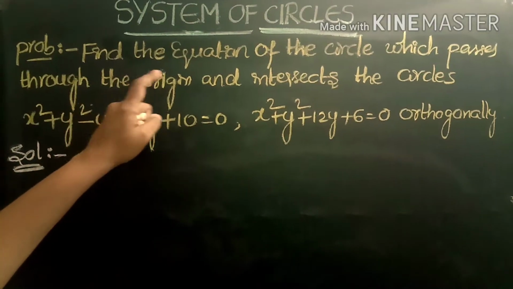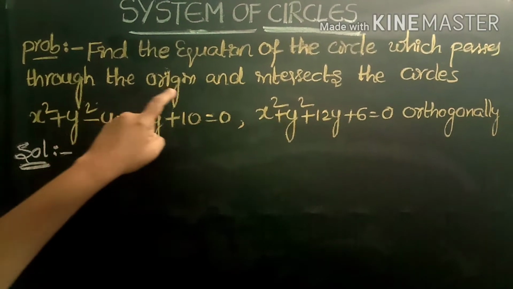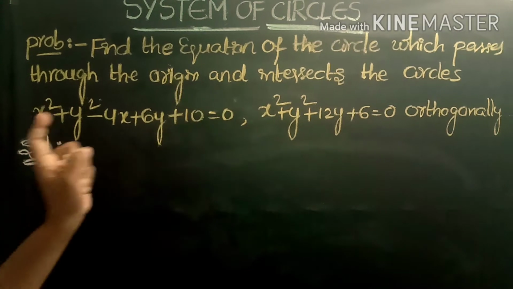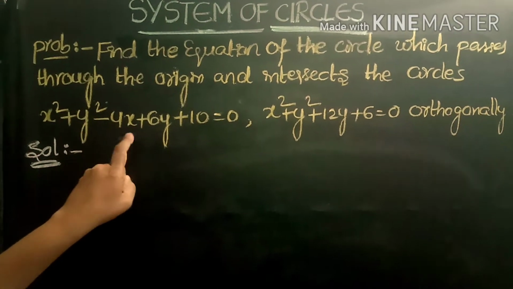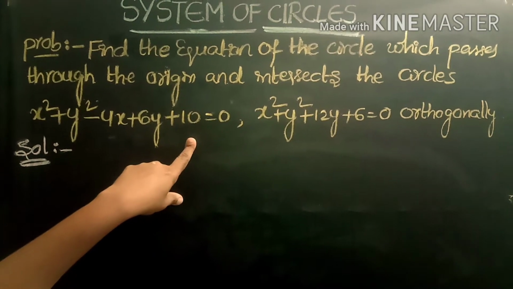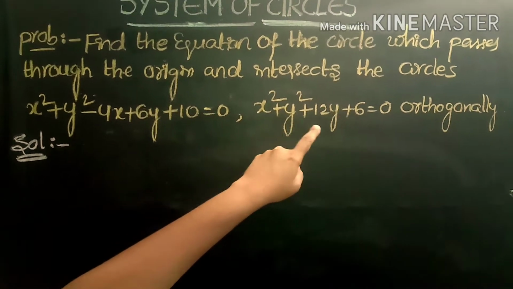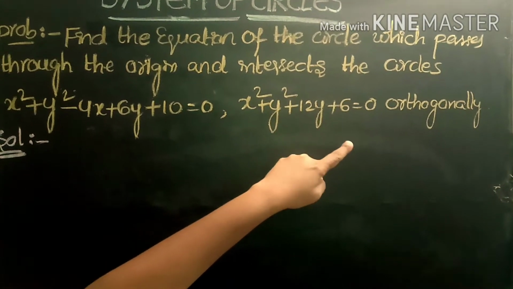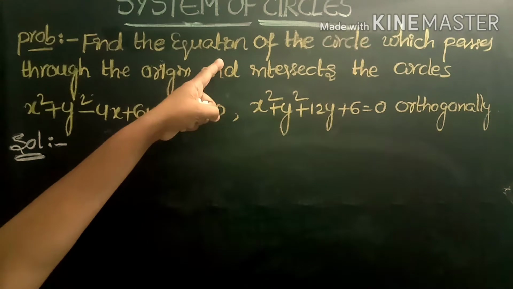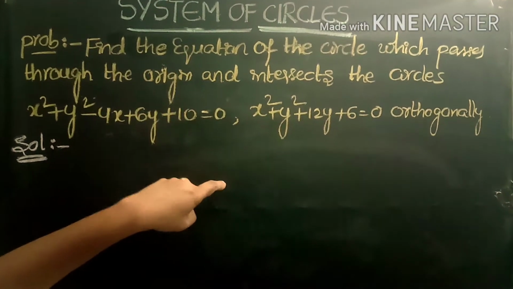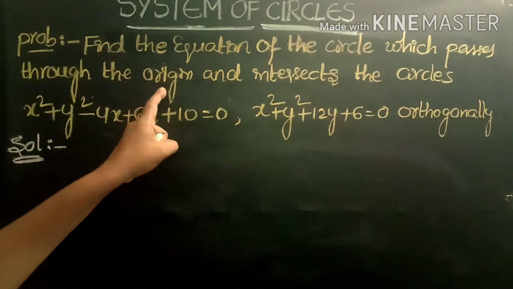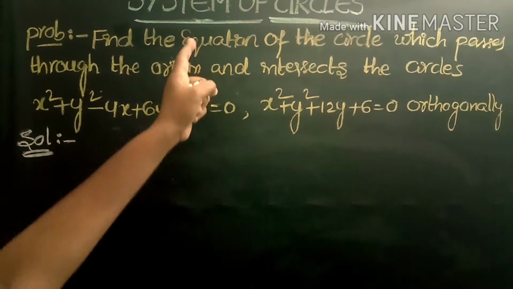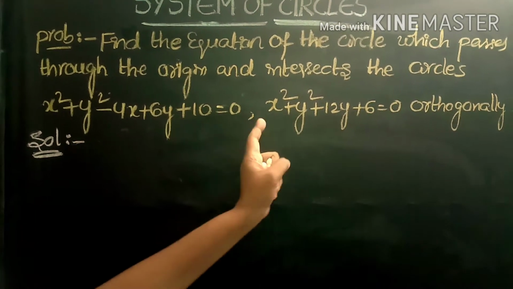Next problem, find the equation of the circle which passes through the origin and intersects the circles x square plus y square minus 4x plus 6y plus 10 is equal to 0 and x square plus y square plus 12y plus 6 is equal to 0 orthogonally. So find the equation of the circle. We have to find the equation of the circle that passes through the origin. This is a given condition, and also given that the circle intersects the given two circles orthogonally.